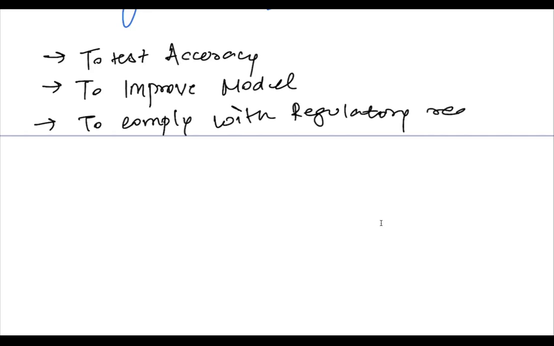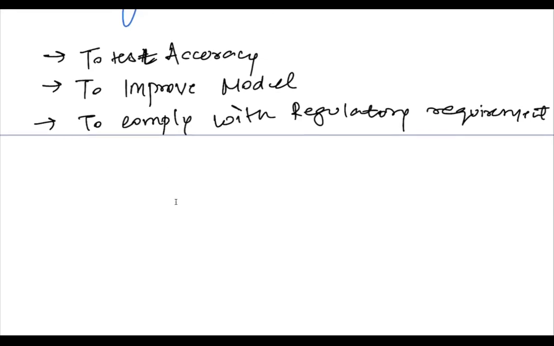So just to summarize, the first reason is to test for accuracy, to test if whatever value at risk number we have calculated is accurate or not. The second reason is to improve the model. And the last reason is to comply with regulatory requirements. So these are several reasons why we perform backtesting. Now, are there any questions up till now? If there are no questions, let me go through the first backtesting method.